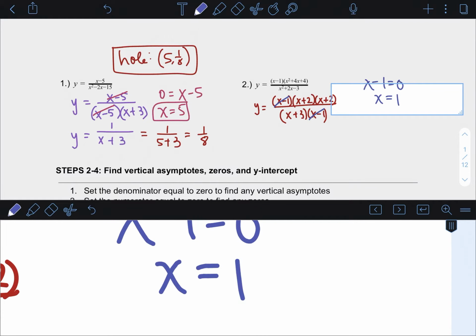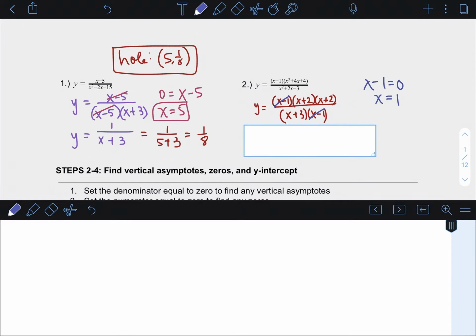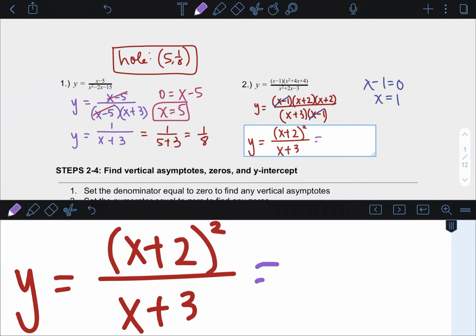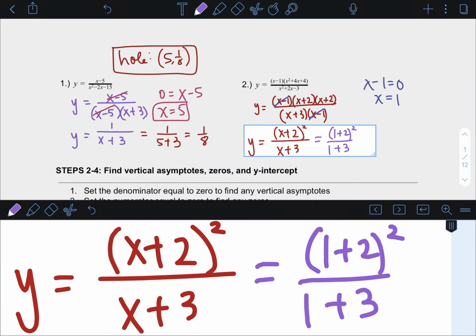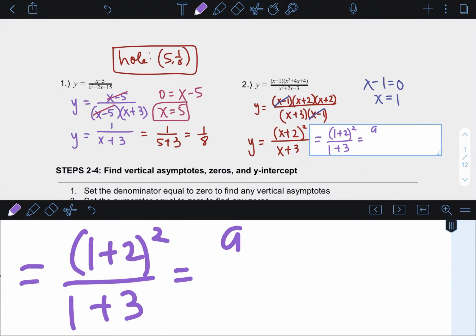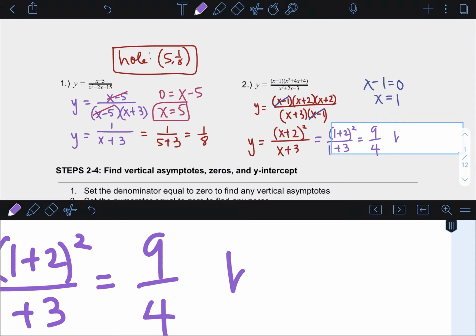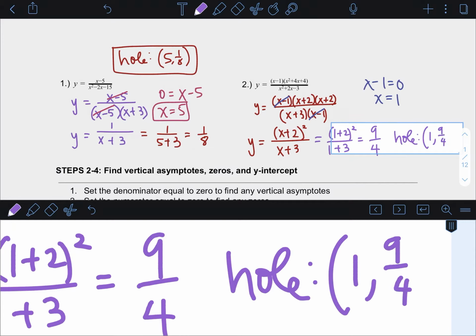And so I can take that, plug it in to my, oh, I didn't simplify yet. Let's go ahead and simplify. x plus 2 squared, technically, up top, just to simplify it a little, and x plus 3 at the bottom. And when I plug in the x coordinate, that's going to become 1 plus 2 squared over 1 plus 3, which will become 9/4. That's my y value. My x is 1, so that means my hole is at 1, 9/4.